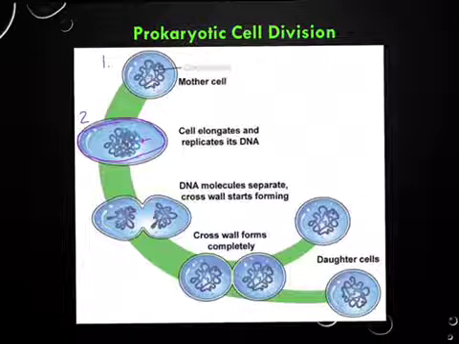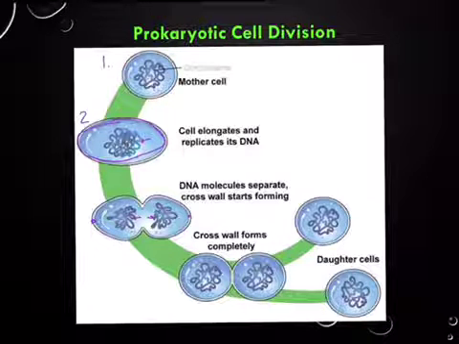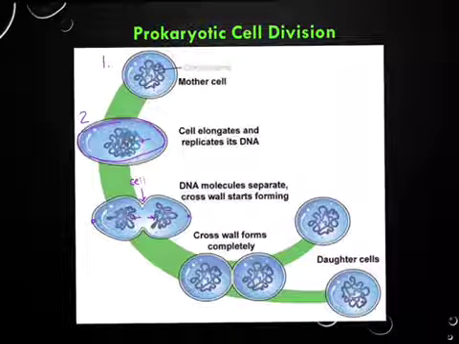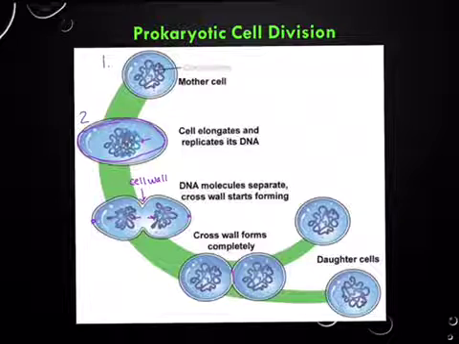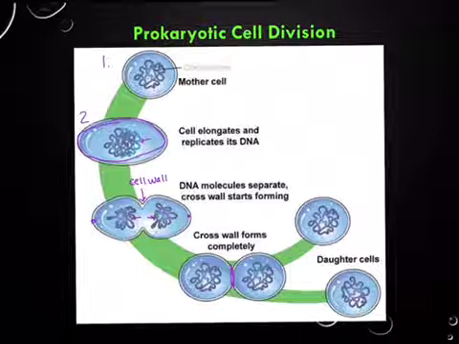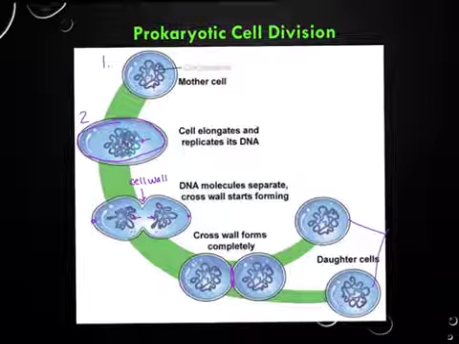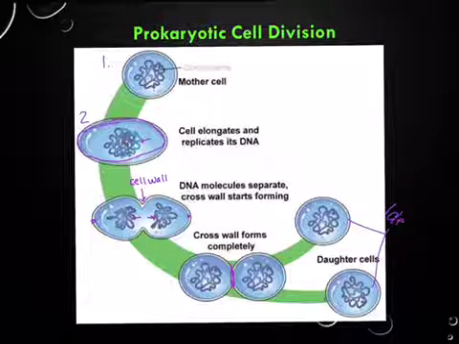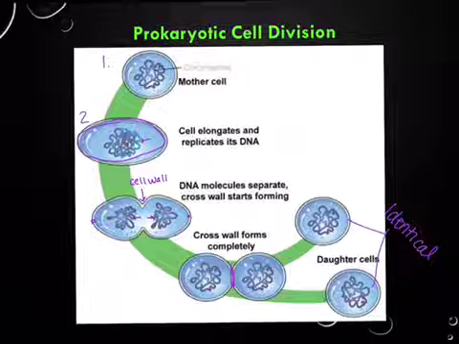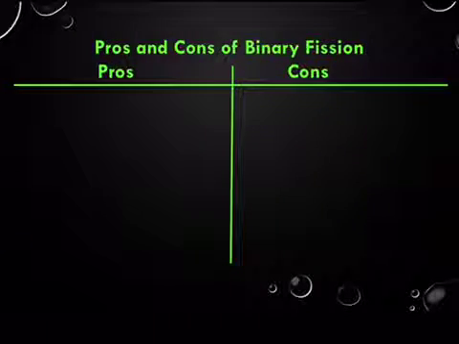Then notice the DNA molecules are separating. They're moving to the opposite poles. And the cell wall right here is starting to form. Then eventually that wall completely forms, and we end up with 2 daughter cells. And these 2 daughter cells are identical to one another. They are the same. And so that brings about pros and cons of binary fission.